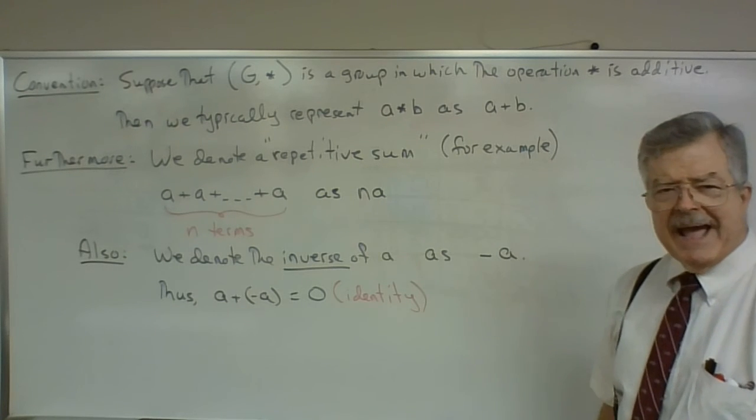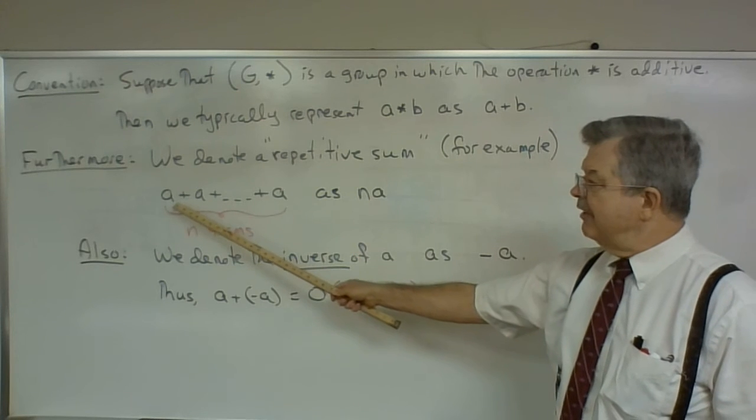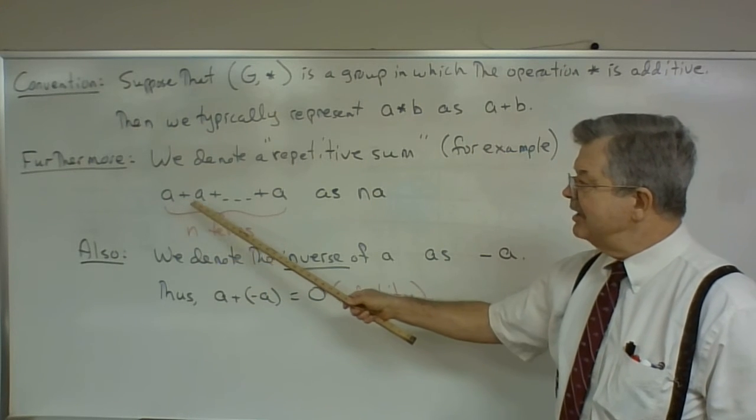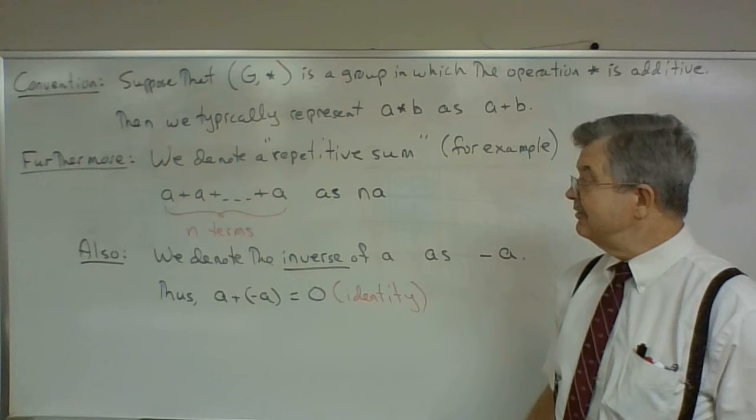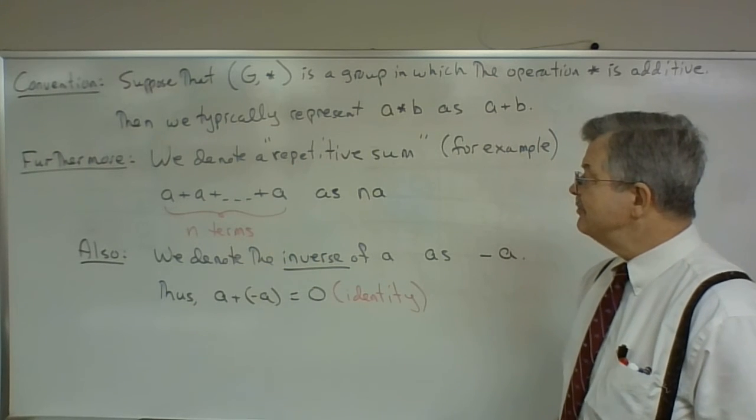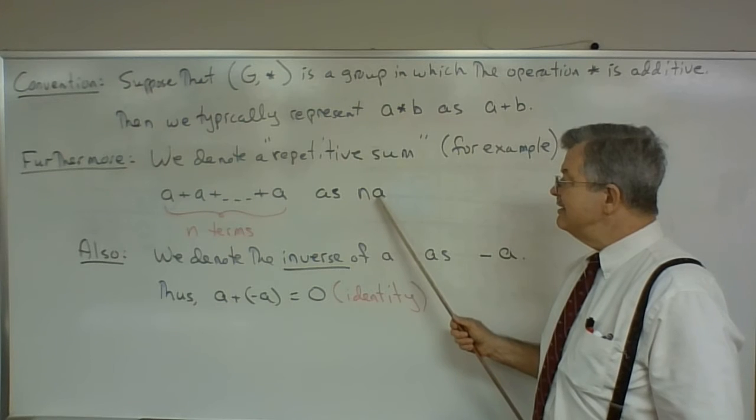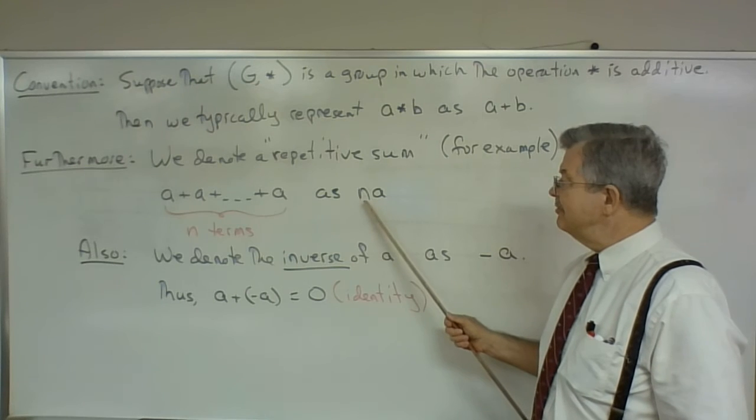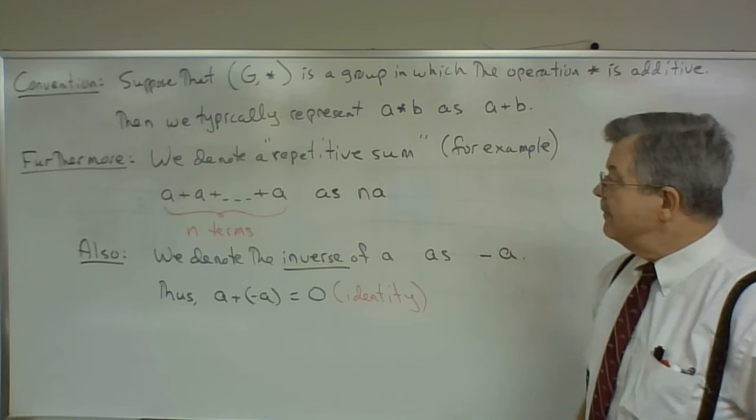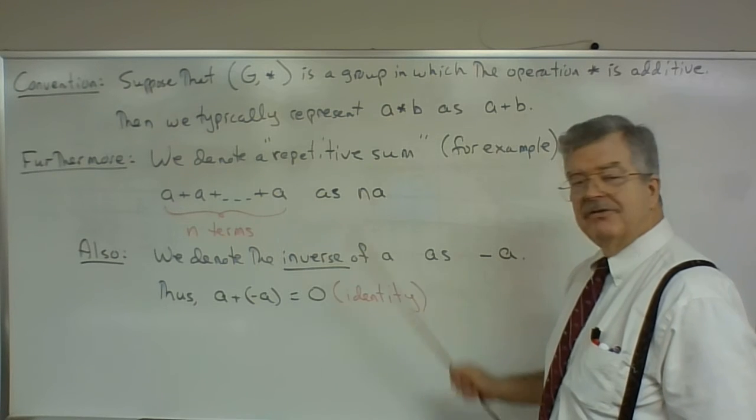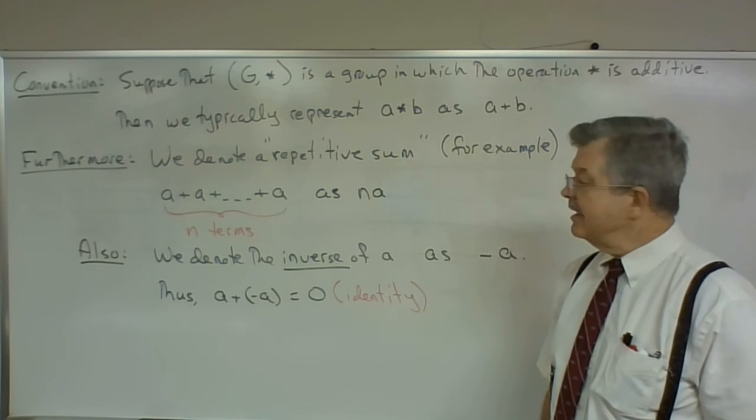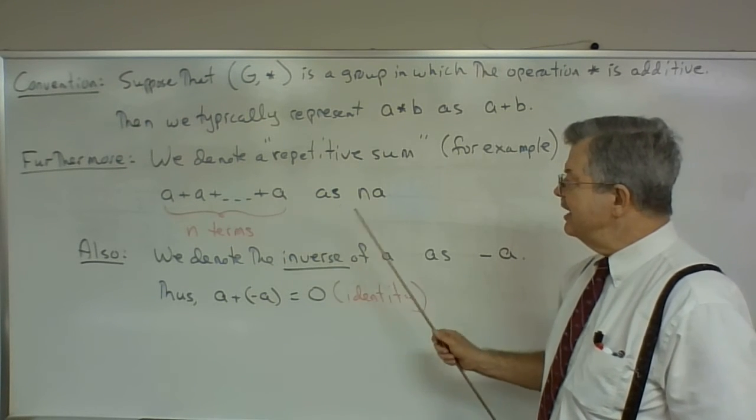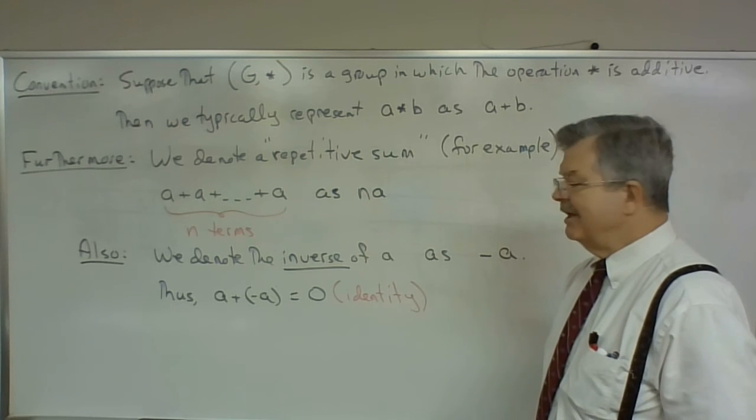And what about if we add a number to itself n times? We'll call this a repetitive sum. A plus A plus A plus A plus A plus A plus A, n times. We represent this as nA. And under usual arithmetic, this means n times A. Well, what is n times A? Isn't it A added to itself n times? So if we add a number to itself n times, we denote it as nA.